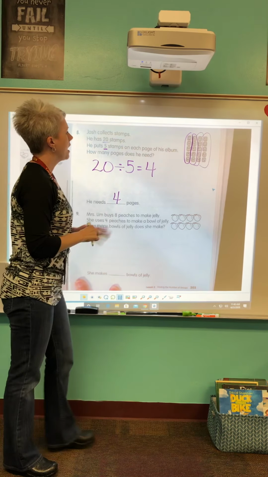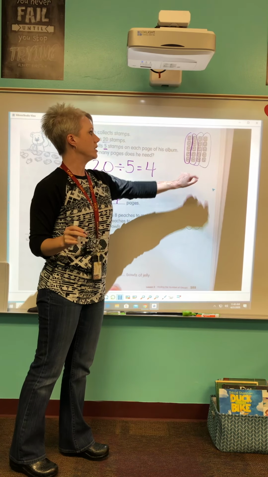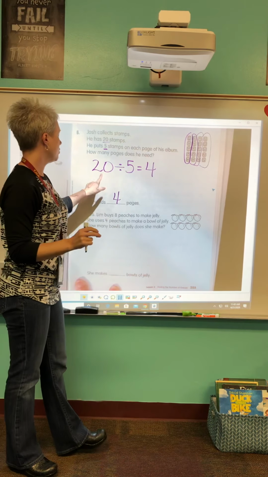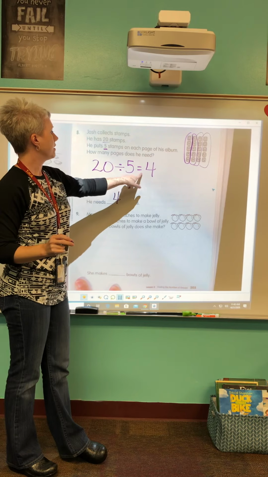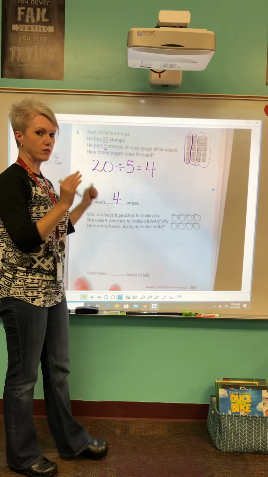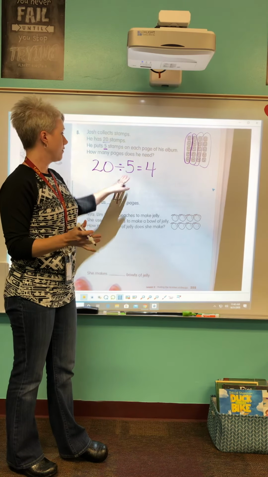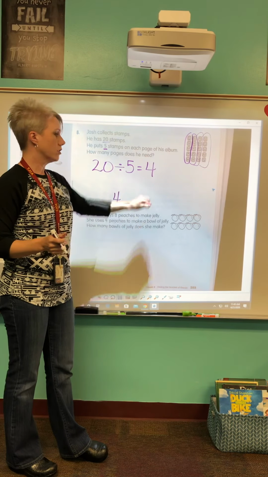If he puts 5 stamps on each page, he will need 4 pages. 20 divided by 5 equals 4. We had 20. We divided them up, 5 on each page, and it took 4 pages.